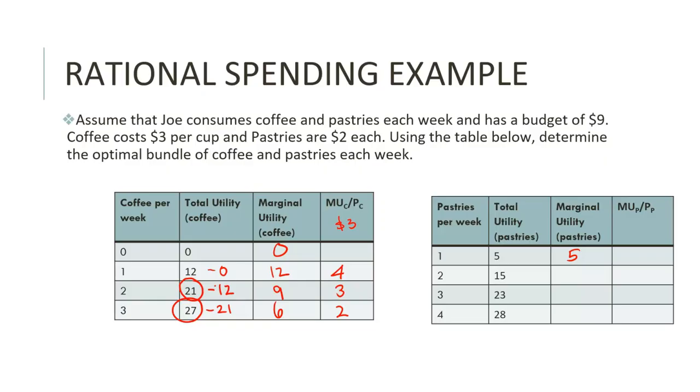Okay, pause the video here and work on the pastries side. So calculate the marginal utility of pastries divided by the price of pastries and see if you can figure out where they match and see if you can find that affordable bundle. All right, I'm gonna pause your video now. I'm gonna wait like 2 or 3 seconds and then I'll go over the answers.